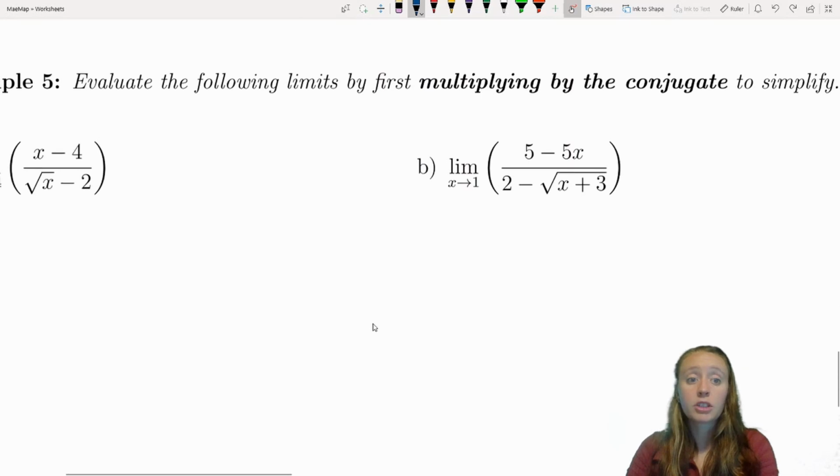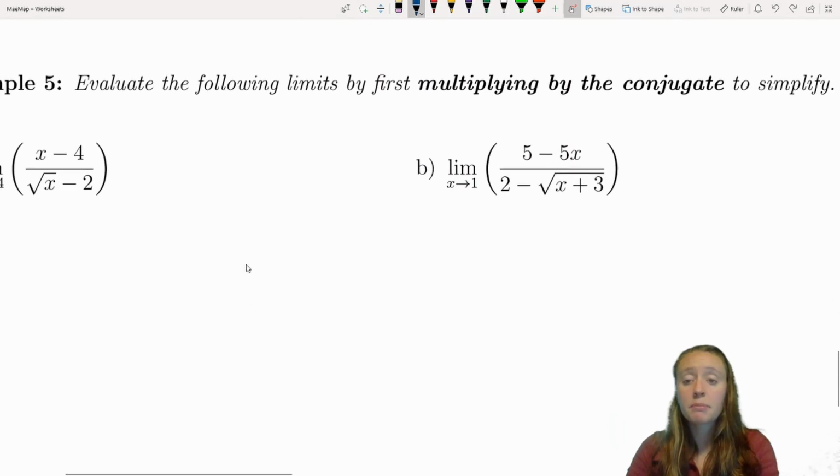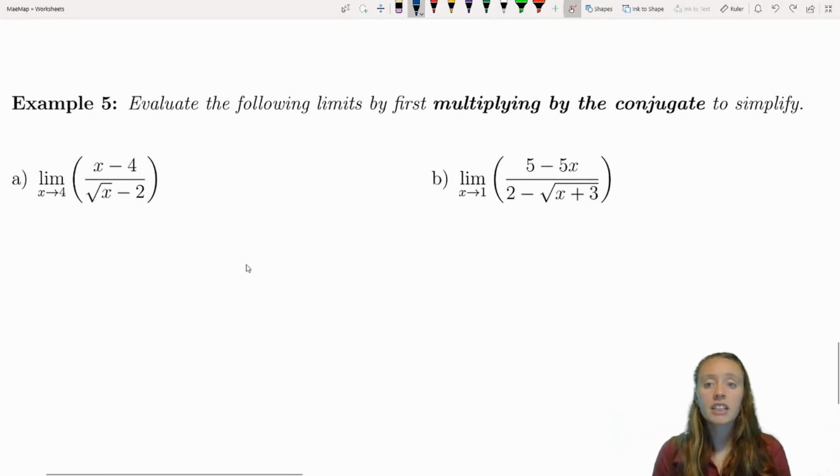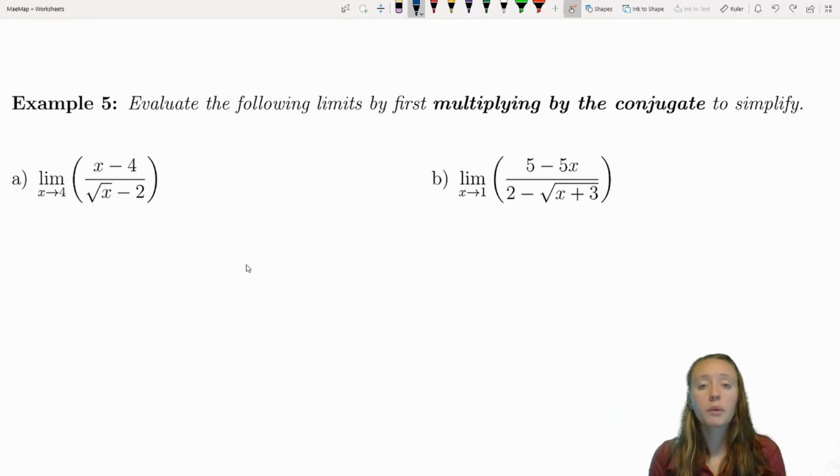Now I mentioned that there were two ways to potentially simplify down in order to evaluate these limits. The first one was by factoring, and the other one was by multiplying by the conjugate. And I quickly want to note, when you're multiplying by the conjugate, sometimes it's easier to look at variables to understand why it works.